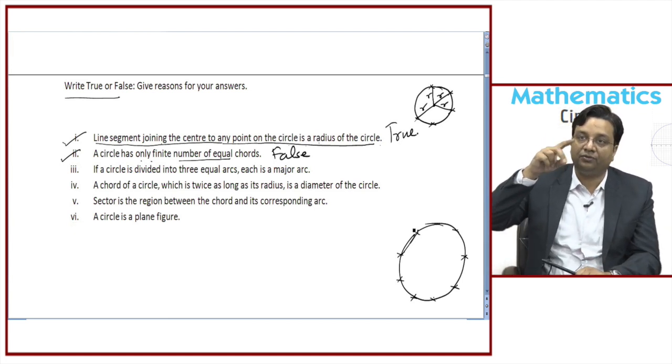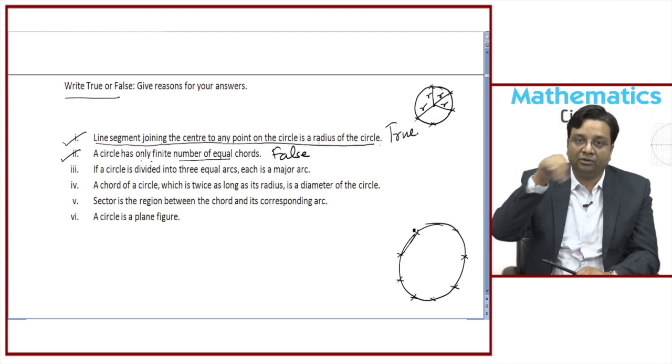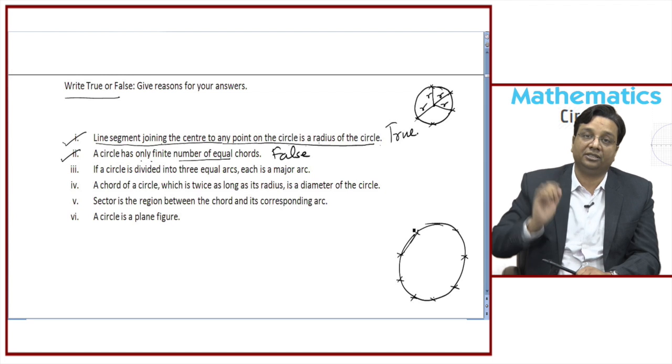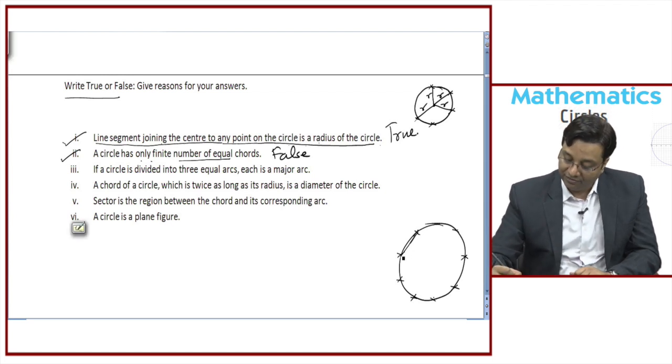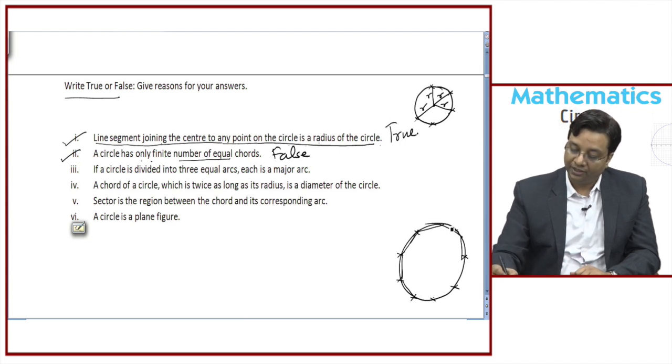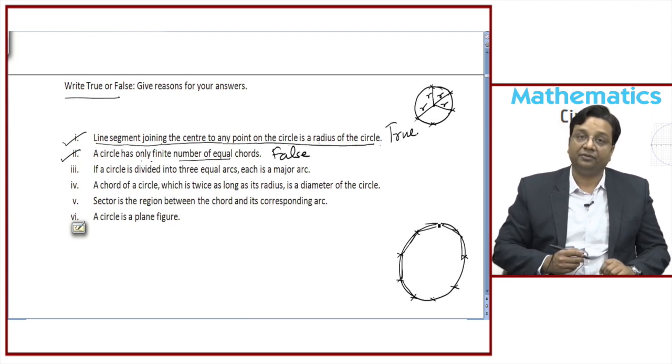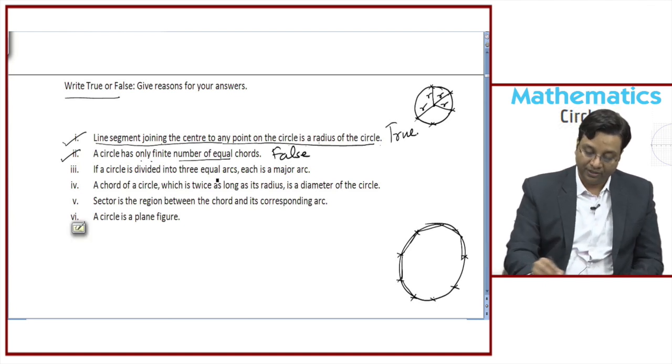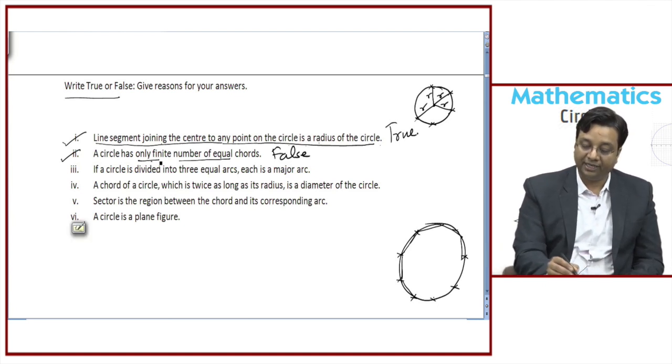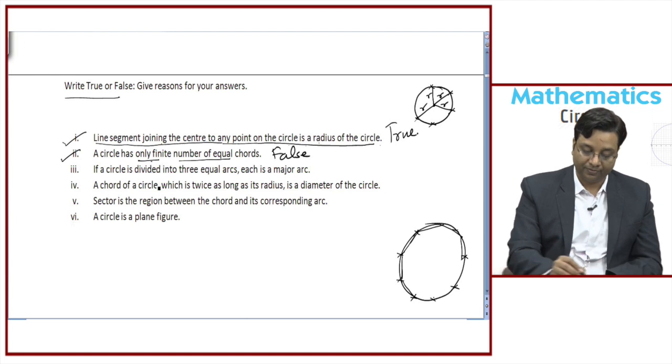So we can find infinitely many pairs of points which are at the same distance from each other. So we can have an infinite number of equal chords. Hence the statement that it has a finite number of equal chords is false.